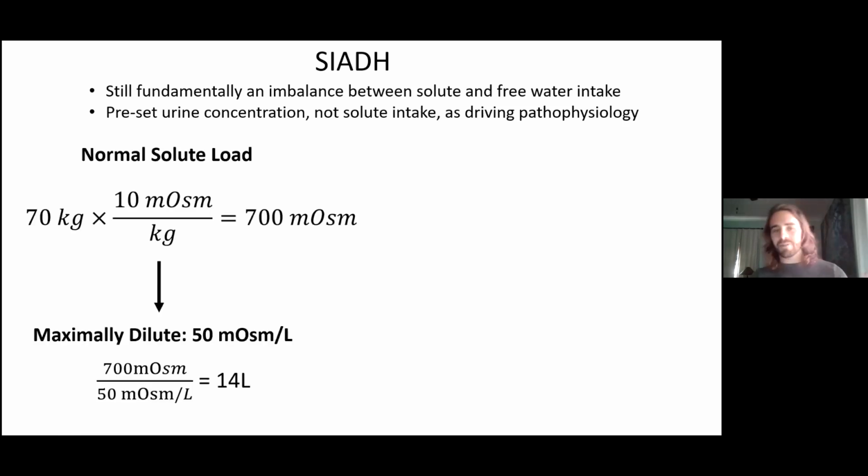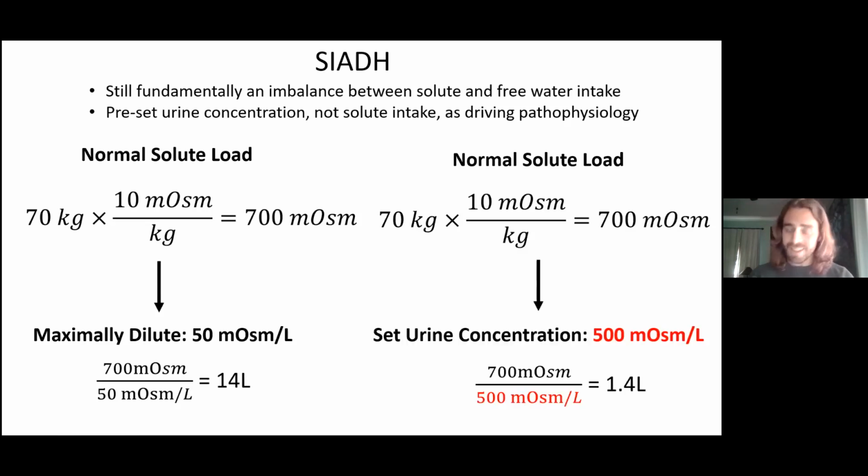So again, this is our normal situation: we're getting our normal 700 milliosm solute load. When we can actually dilute our urine, that gives us a really safe 14 liters of free water that we can take in. But then in SIADH, solute load is probably still the same, but now we have this really high set urine concentration. So let's say instead of a maximally dilute urine concentration of 50, you'll see a urine osms or urine concentration of 500, which is actually pretty reasonable. We see that fairly commonly.